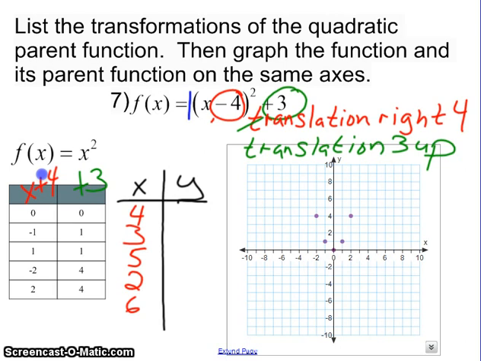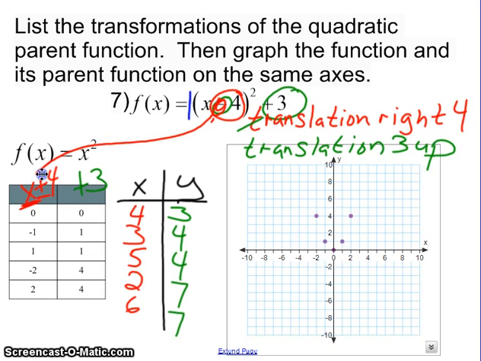So because of my translation to the right, x is left and right, and that affects the x-coordinate. Because of my translation 3 up, I'm going to add 3 to everything in the y column for my parent graph. So 0 plus 3 is 3, 1 plus 3 is 4, 1 plus 3 is 4, 4 plus 3 is 7, and 4 plus 3 is 7. Okay? So again, this sign here, that negative sign, is the opposite when it's inside those parentheses. That is a move right, and so therefore we add 4.